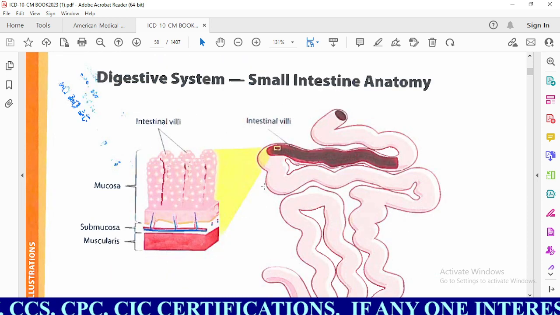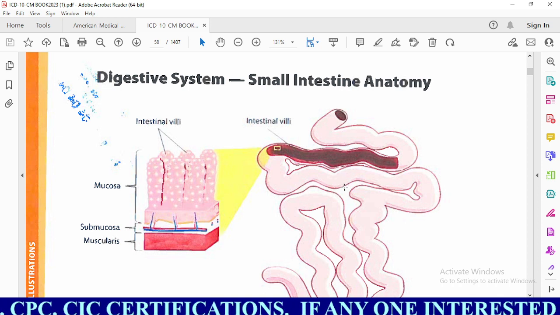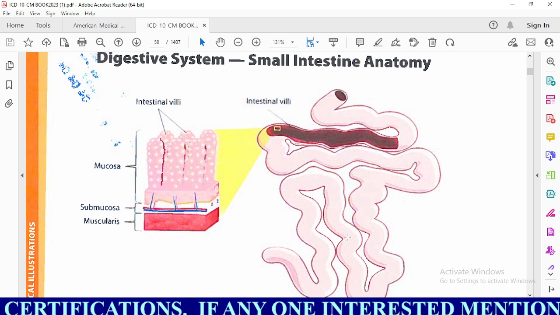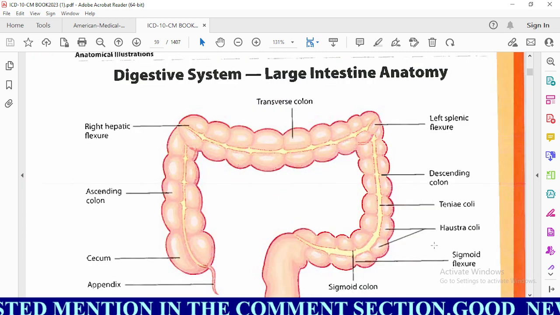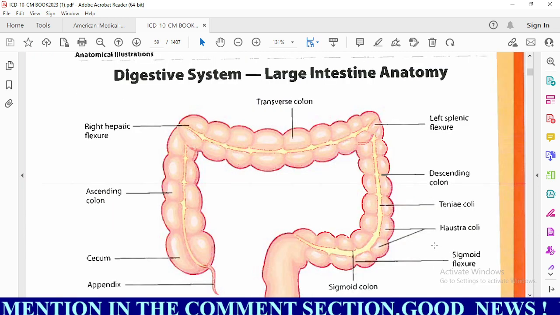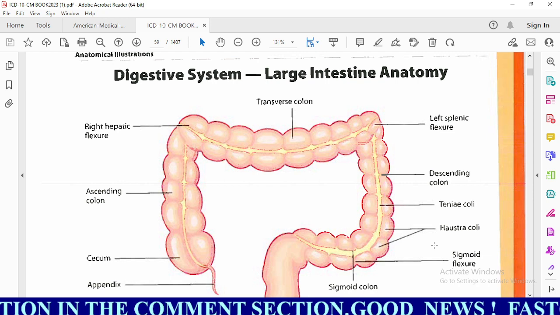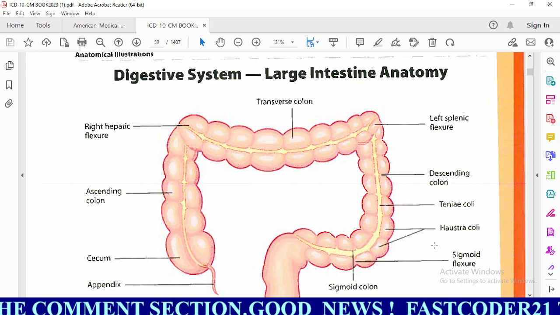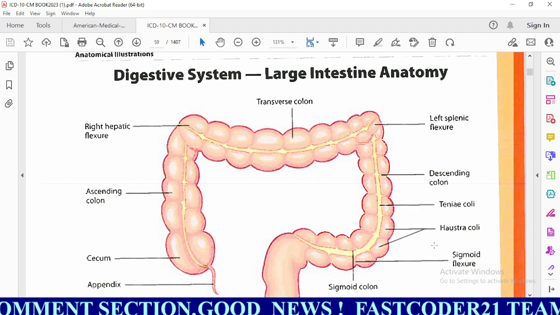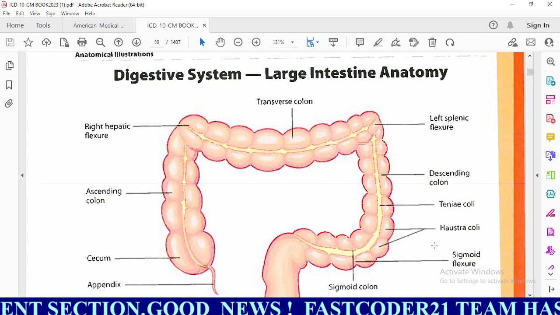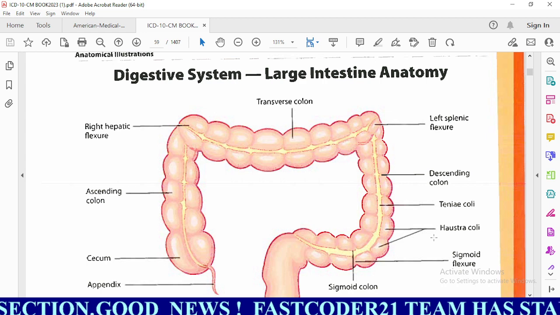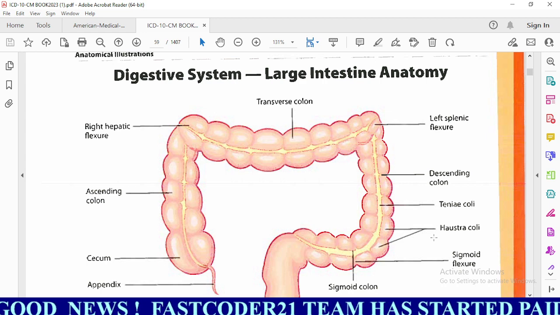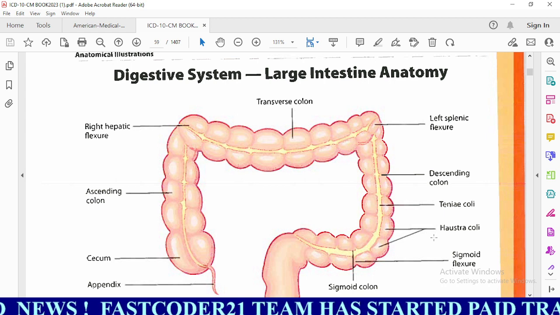So here we have the anatomy of the small intestine. It starts with duodenum, jejunum, and ileum. Here we are going to learn large intestine anatomy, which is the most important anatomy for the SDS coders. Most of the common procedures performed on the large intestine is colonoscopy. So in order to code colonoscopy properly, you need to know the anatomy of the large intestine.